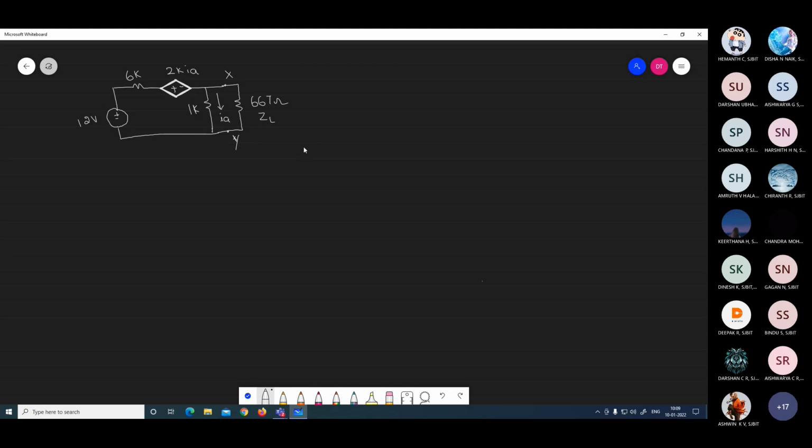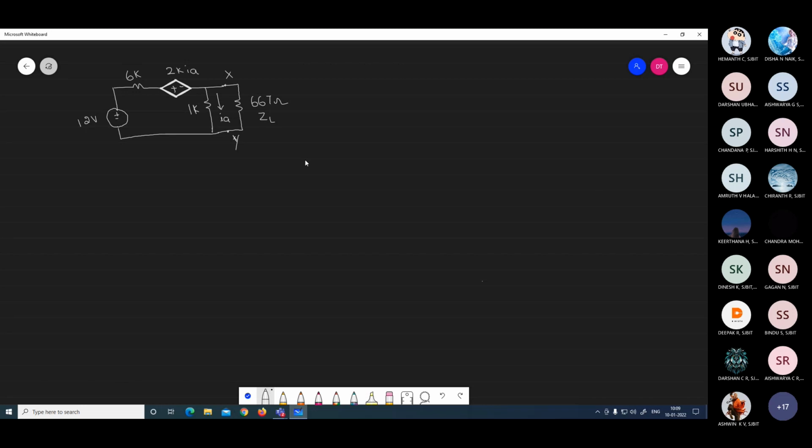Using Norton's theorem, find the current through the load impedance. He asked this in one exam for 8 marks. So what is the procedure? Open the load terminals and find the open circuit voltage with sources activated. Short the load terminals and find the short circuit current. Then Norton's resistance is given by open circuit voltage divided by short circuit current.